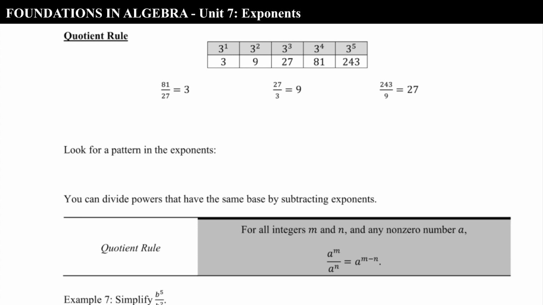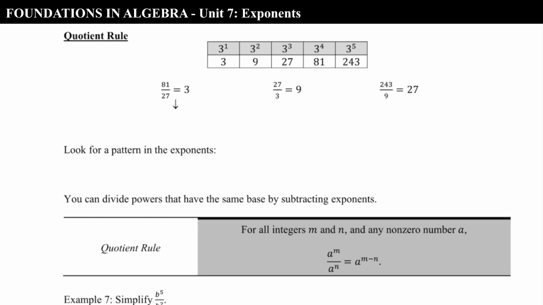Now let's talk about the quotient rule. So we're going to again look for some patterns. So here we have powers of 3. I've given you a small table with some of the powers of 3 here. Okay? So let's start with the first one. We are going to write all of those numbers as 3 to some power.